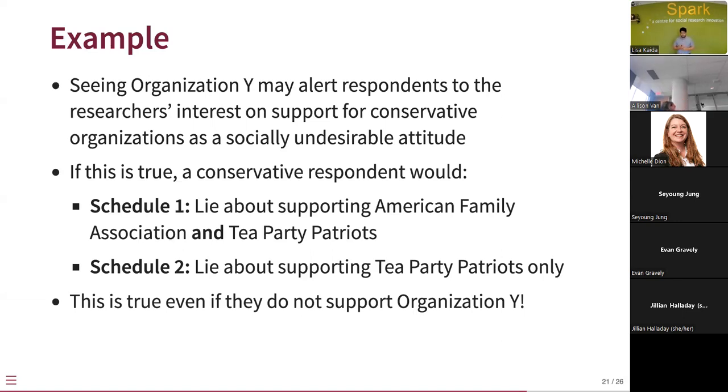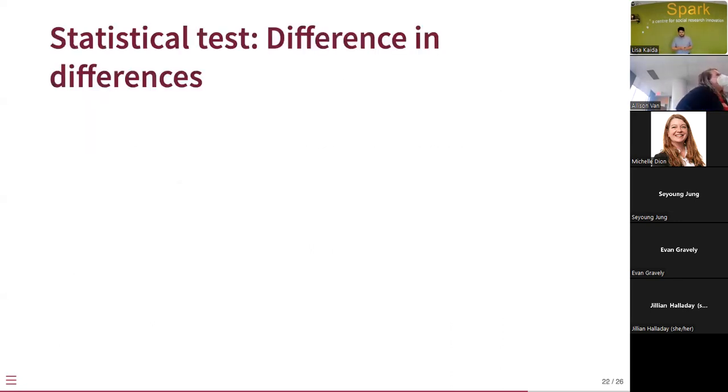Maybe especially so among those kind of people, because I might be a conservative respondent, but I understand that people should respect the law and not take the law into their own hands. So I could support the American Family Association and the Tea Party Patriots, but I want to distance myself from organization Y. So what I'm going to do is deflate or decrease my real response to the list experiment questions, so that the researcher doesn't think that I am the crazy conservative who supports organization Y. I'm just a normal, reasonable conservative person.